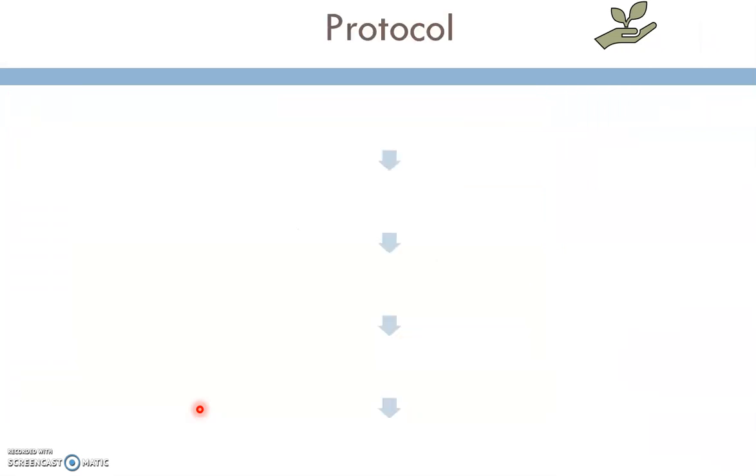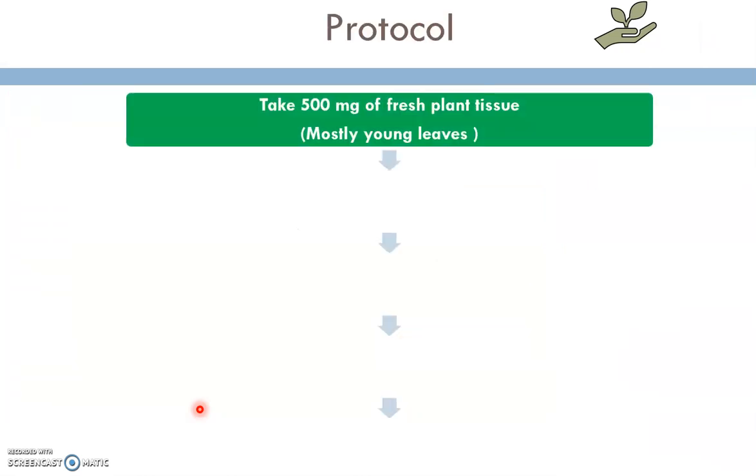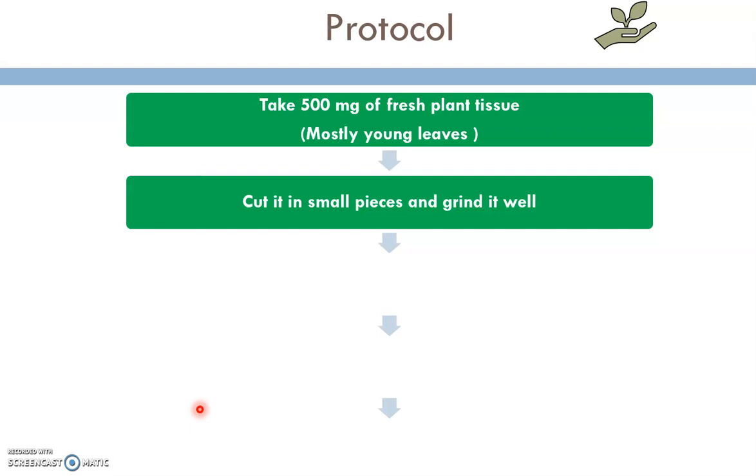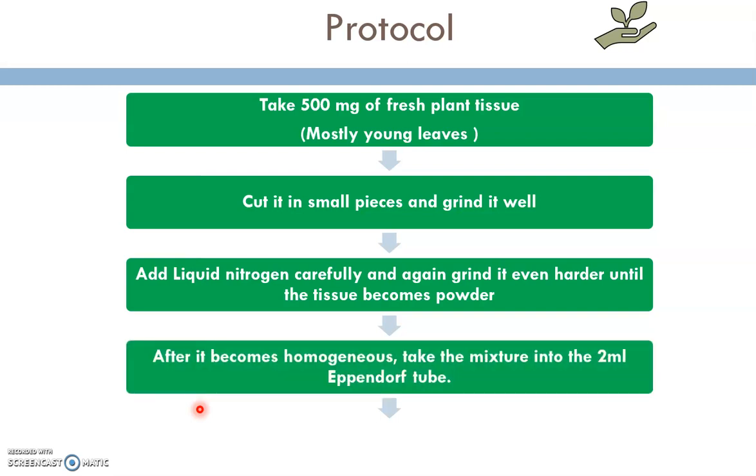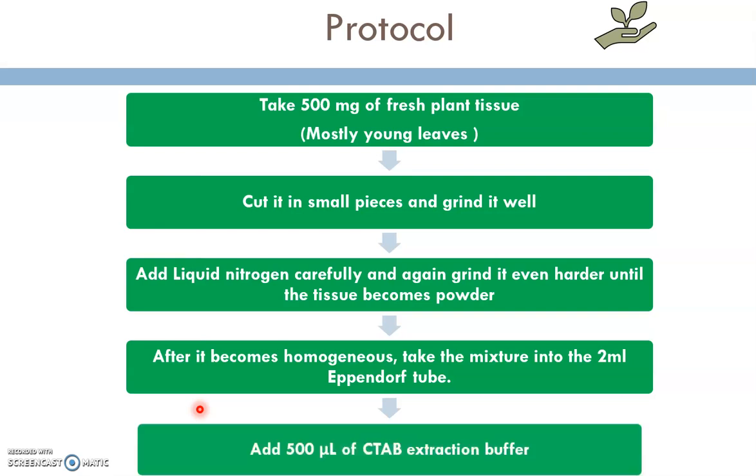Now the basic protocol for DNA isolation is, we will start with taking 50 milligrams of fresh plant tissue, cut it into small pieces and grind it well. Then add liquid nitrogen carefully and grind it again, even harder, until the tissue becomes powder. After it becomes homogeneous, take the mixture into a 2 ml Eppendorf tube.